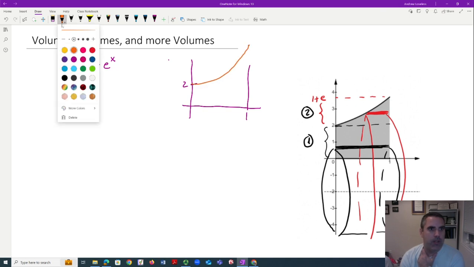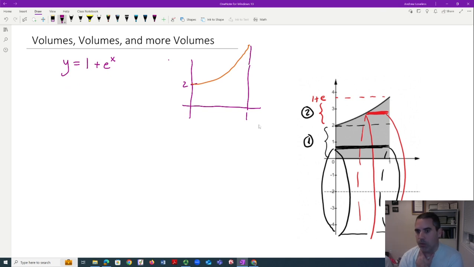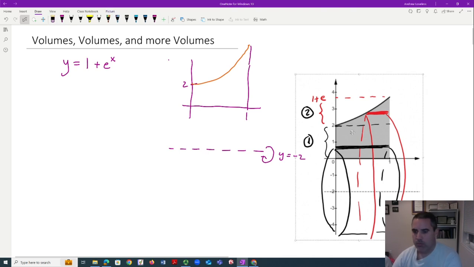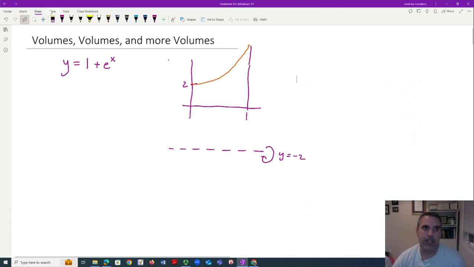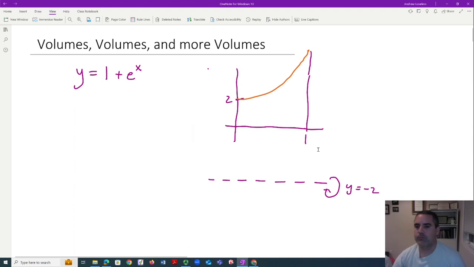And I'm sure that the question was about doing various volumes, but ultimately, and this is what was worrying the student, they were getting worried about how to rotate around this line y equals -2. And the issue they were having was they just were not labeling. They're not understanding their labelings correctly. So let's go through that.